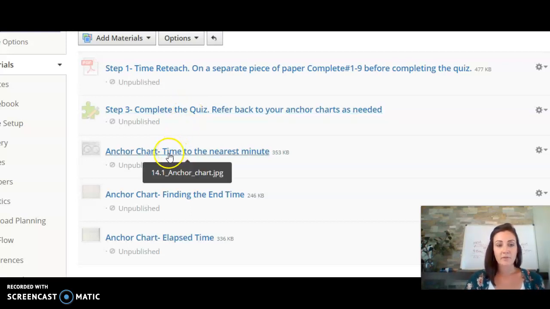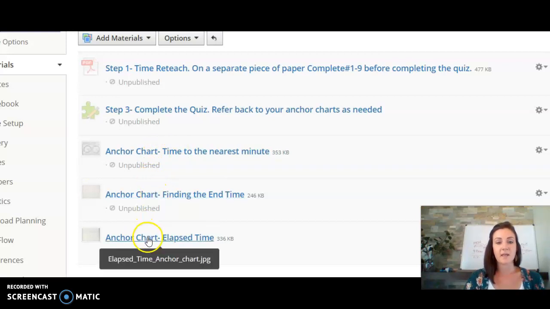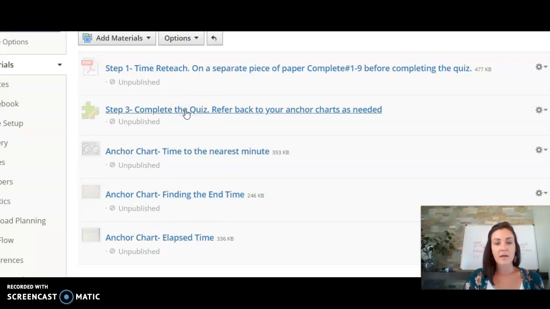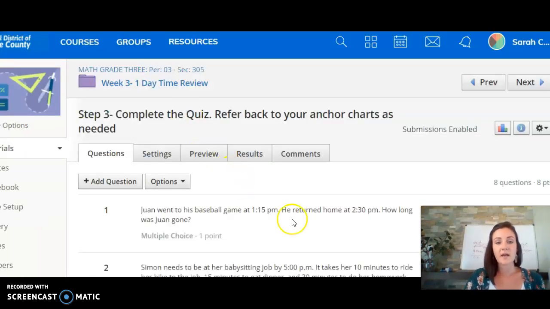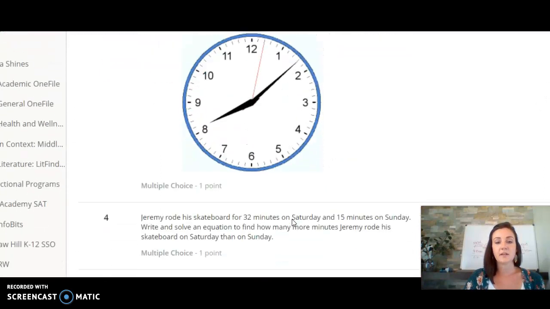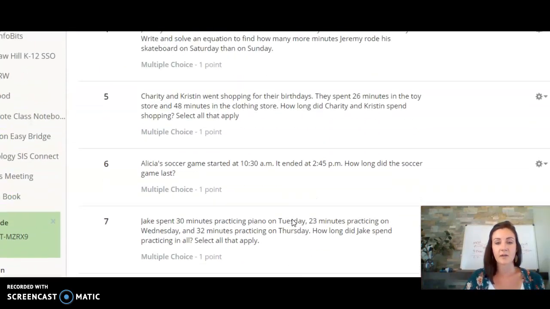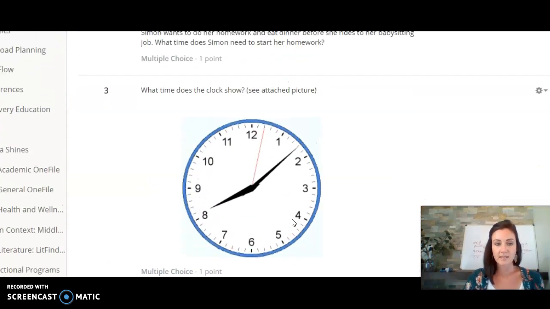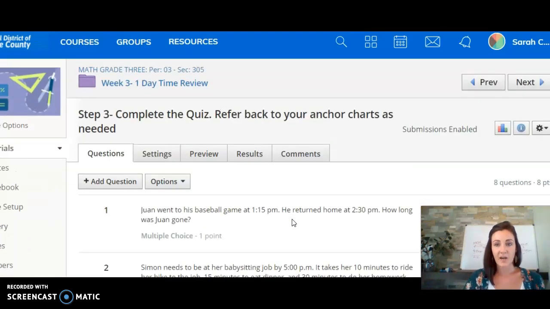So remember, you have your anchor charts. These are the anchor charts that we have used so far. So on find time to the nearest, finding the end time, and then your elapsed time. You can refer back to that at any time, but then when you are completely finished with that, go through and start your quiz. You have 8 questions on that, and make sure you hit submit at the very end. All right, and if you have any questions, you know how to contact me, and good luck.